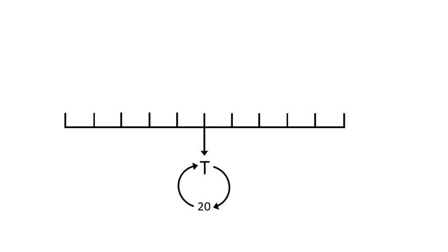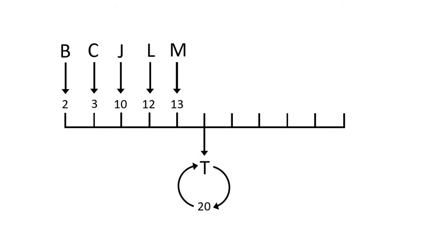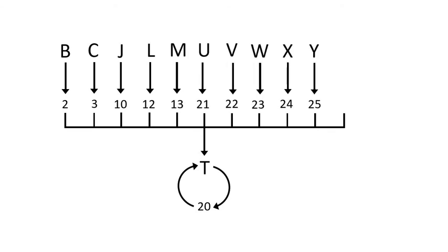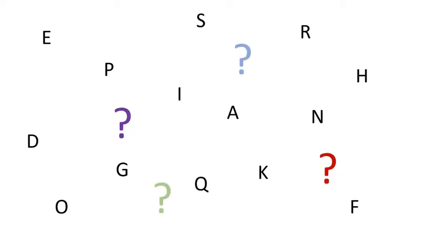So T is the 20th letter, and 20 starts with T, and so do several other numbers. There's 2, 3, 10, 12, 13, 21, 22, 23, 24, 25, and 26. But what about the rest of them? Where do they fit into this?